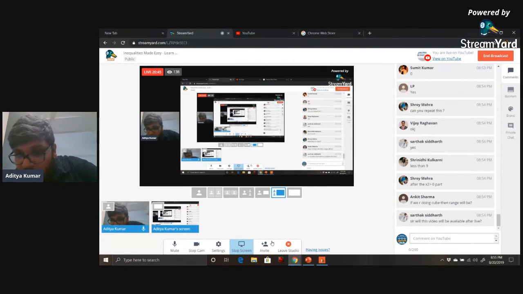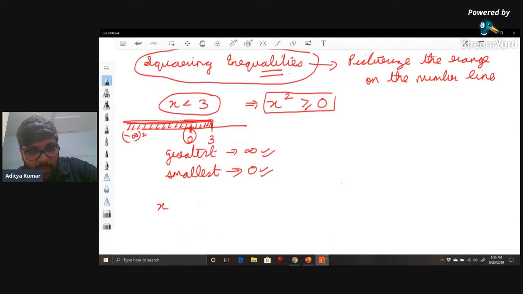Yeah, so good question, right? If you are doing the cube, what will the range be? The best part about cubing is you don't need to worry about anything. You can just cube the inequality directly. So if somebody asks me if x is less than 3, what should be the range of x cube? I will directly say x cube is less than 27.